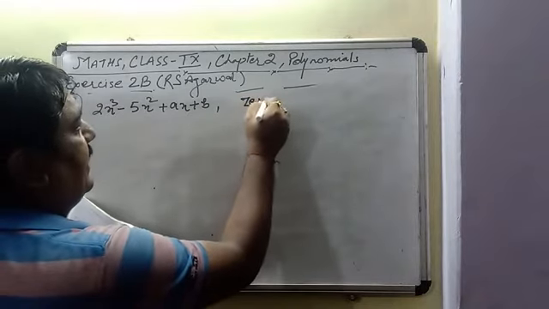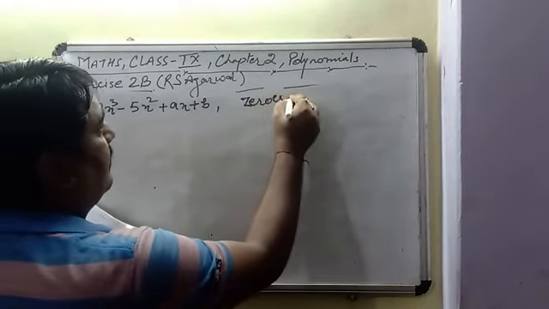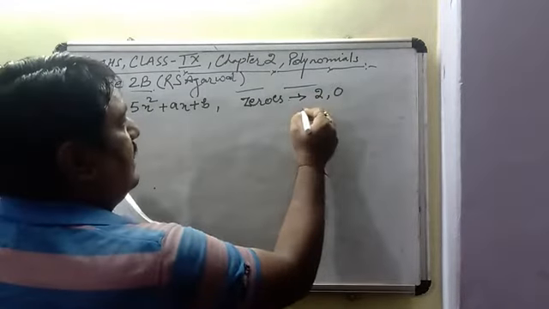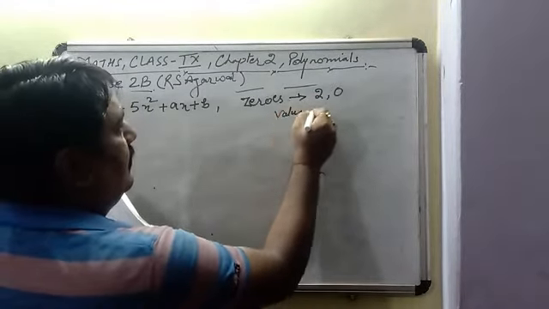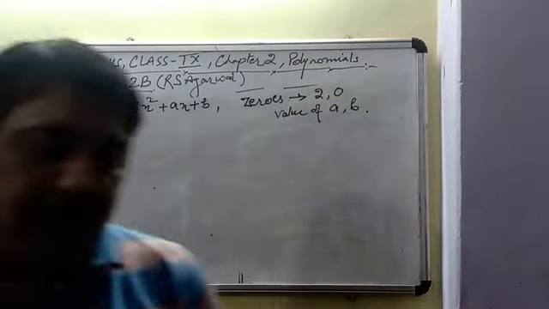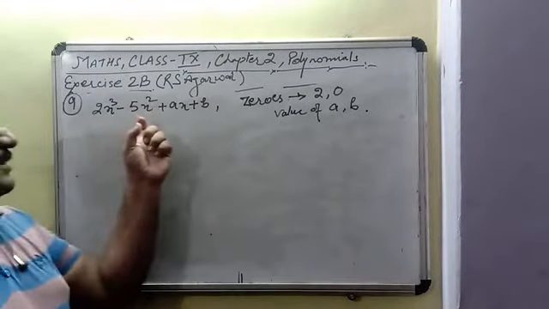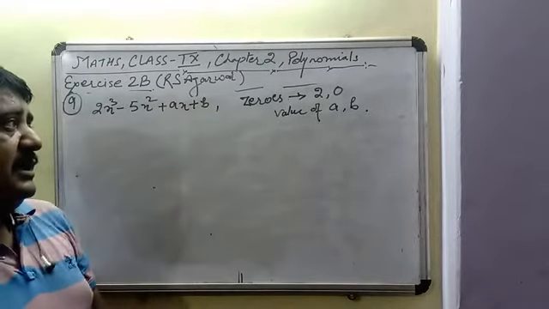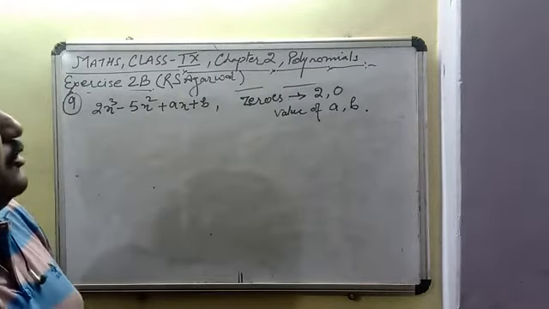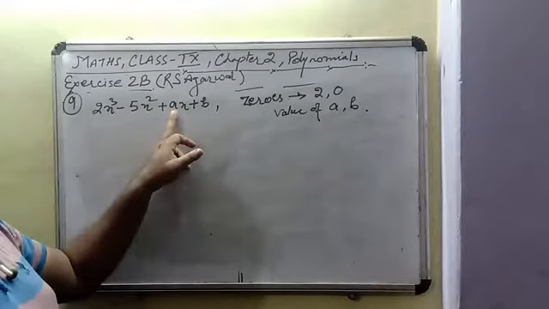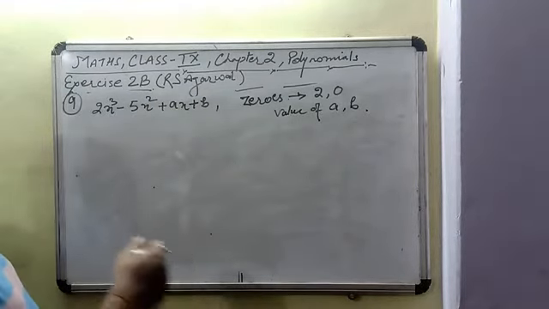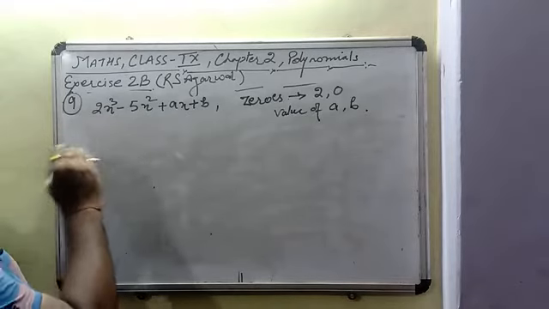And we are having two zeros given. The zeros of this polynomial have been given to us, they are 2 and 0. What do we have to find out? The values of a and b. We are having one polynomial 2x cube minus 5x square plus ax plus b. This whole polynomial has two zeros, 2 and 0. So we have to tell the values of a and b. What will be the value of a, what will be the value of b. So let us go for the solution.